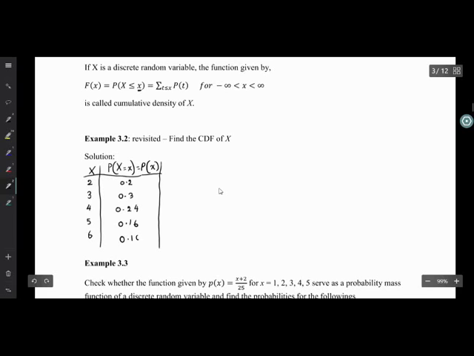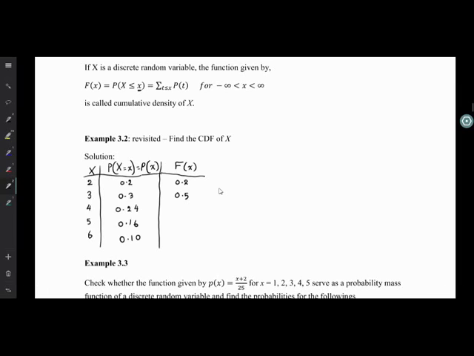0.1. Our CDF, capital F of x, will be, at the very beginning, 0.2. When x is 3, you add 0.3 and the value above it. So 0.3 plus 0.2, which will be 0.5.